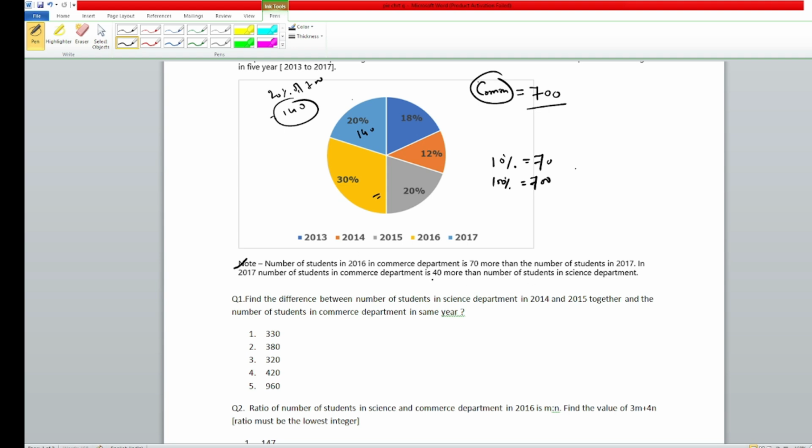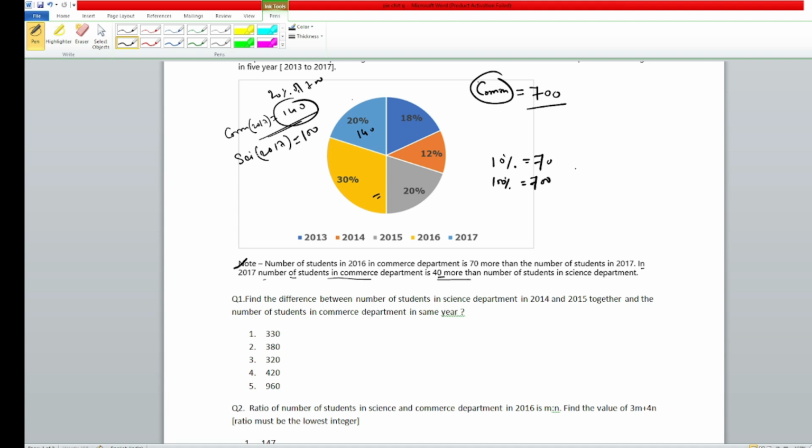But the difference in 2017: the number of students in the commerce department is 40 more than the number of students in the science department. So the number of students in the commerce department in 2017 is 140, which is 40 more than the science department students in 2017. That is, the number of students in science in 2017 will be 100.